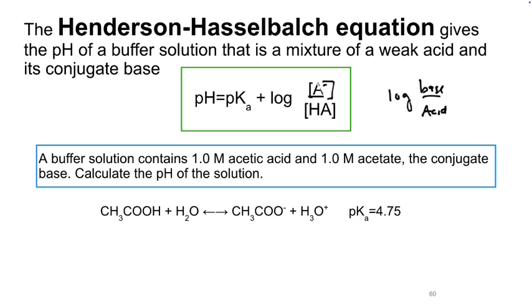Okay? If we go through and look at the question here, this is what I asked you to just go through and solve. Okay? We can do this with an ice table, or you can do it with Henderson-Hasselbalch. Both of them go through and run the exact same process.